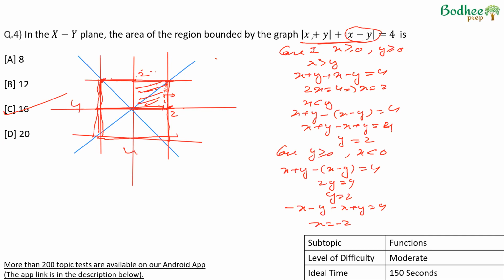What we can also do is we can put values one by one for x and y and see where the points are, and from there draw the graph. That will also work out, though it will be a little longer time taking, but we'll get the answer from there as well.